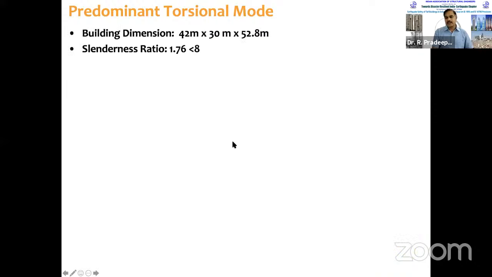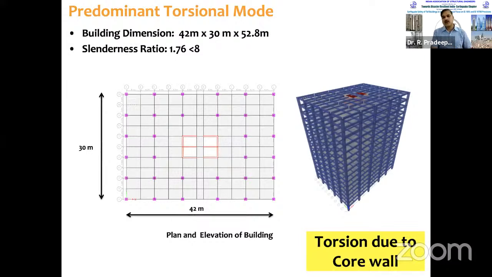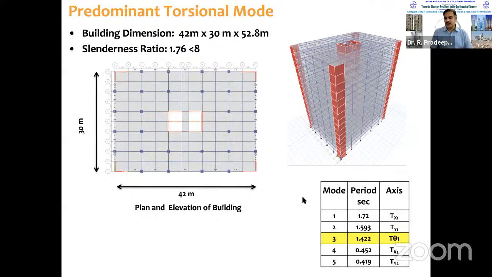Now to avoid this one, what we need to do is, say the torsion is actually coming due to the core wall. Now if we locate or put additional shear walls along the periphery, this is just an experiment we did. You can put them in different locations and check how the periods are changing, how they are getting adjusted. You can see here the same thing.